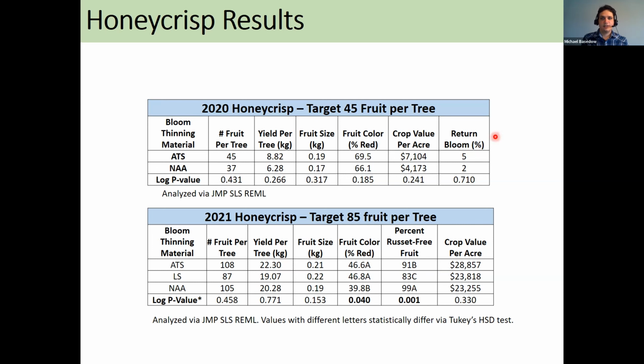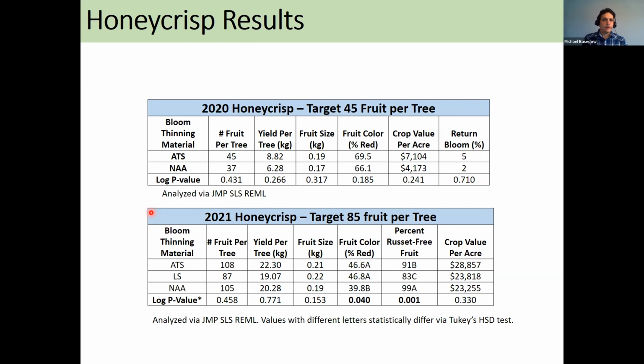And we also did not see any differences in return bloom, and we were really disappointed. The return bloom in this block was just very, very poor this year, 5 and 2%, so very low. We do know that 2020 was a very stressful year, so we think that paired with it being a young block on a sandy soil are likely at play here.